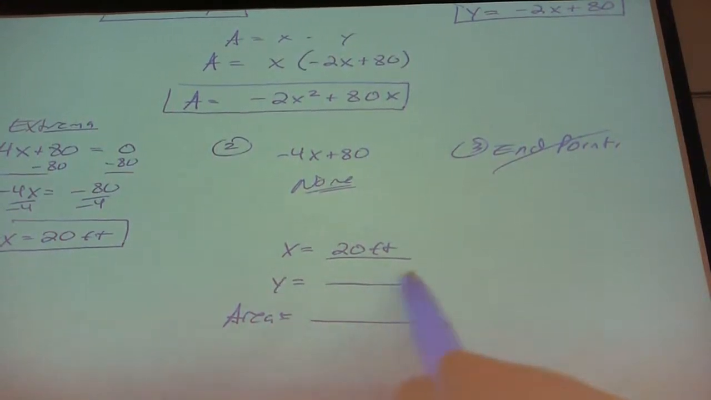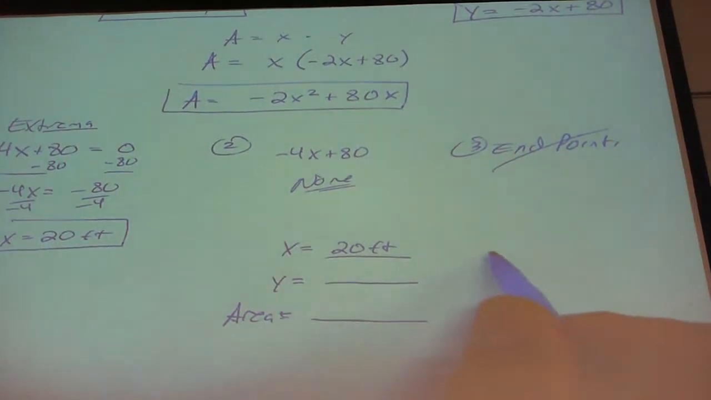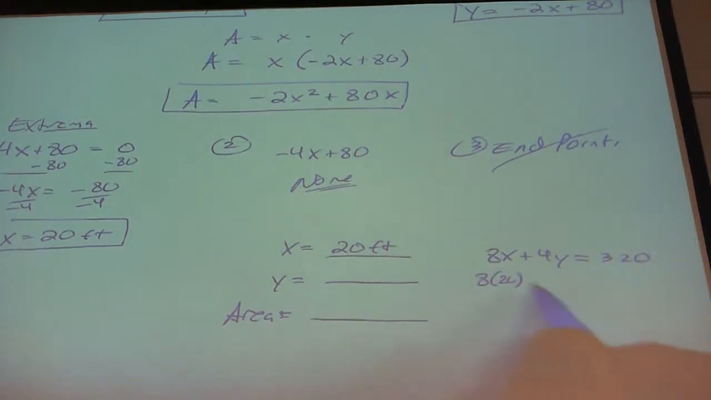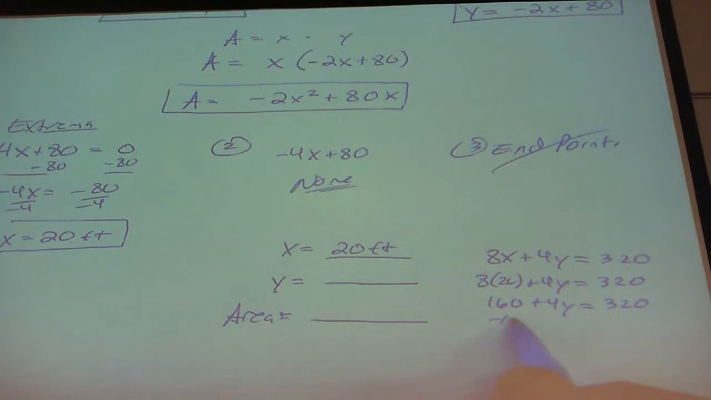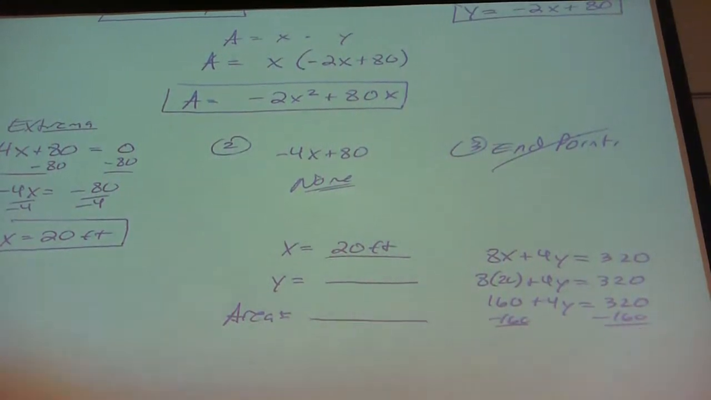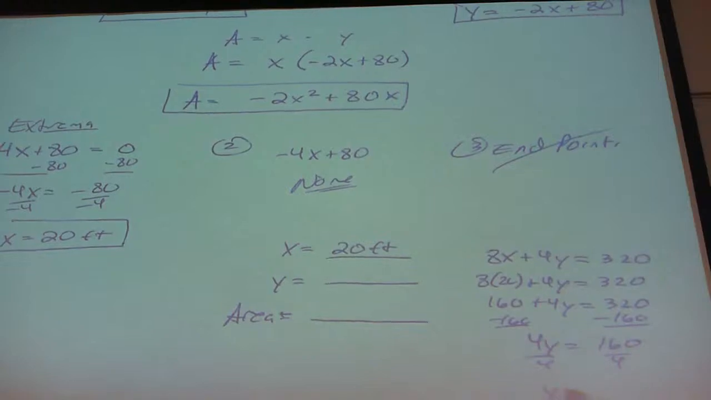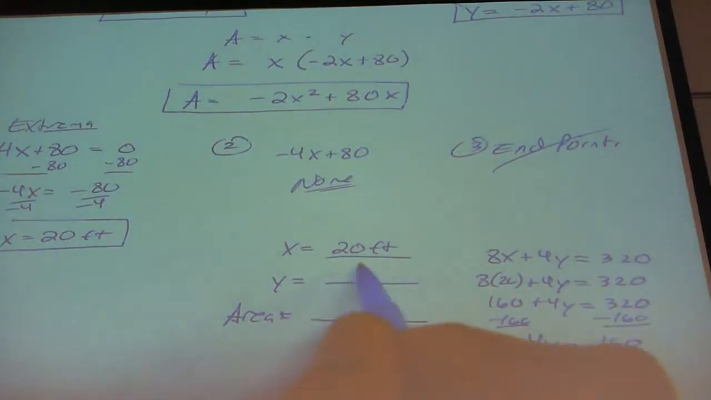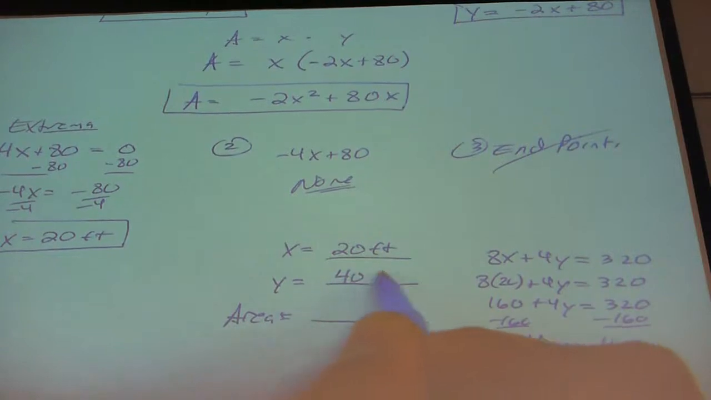Okay, so how would I find the y? Which one would I have to plug it into? Go back to the original, 8x plus 4y equals 320. I know that x is 20. 8 times 20 is 160. Subtract 160, subtract 160. 4y equals 160, divide by 4, divide by 4, y equals 40. So x is 20 feet, y is 40 feet.